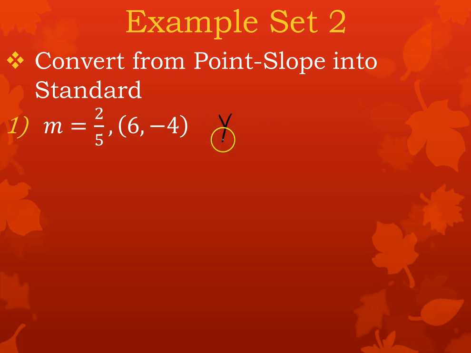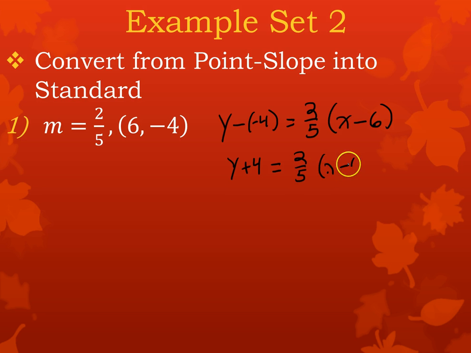So I plug in, I have y minus a negative 4 equals 2/5 of x minus 6. So this becomes plus, so we have y plus 4 equals 2/5 of x minus 6. Now, we don't want to distribute our 2/5 into the problem, because 2/5 into 6 does not go nicely. We could do 2 times 6 is 12, divided by 5, and get a fraction or decimal. Not really something I want to work with.